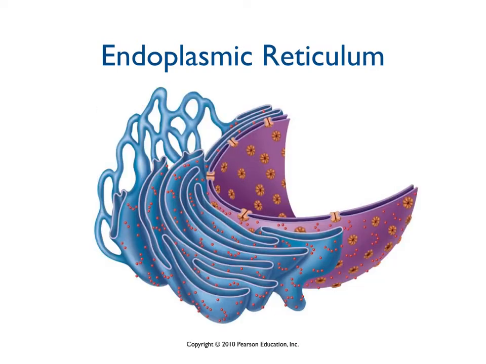Now let's take a closer look at the smooth endoplasmic reticulum. Although the smooth ER is continuous with the rough ER, it has a much different shape and a much different function. So take a moment and look at the structure of the smooth ER and compare it with that of the rough ER.